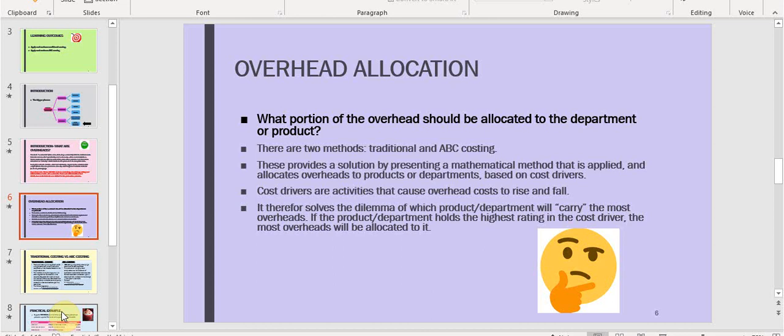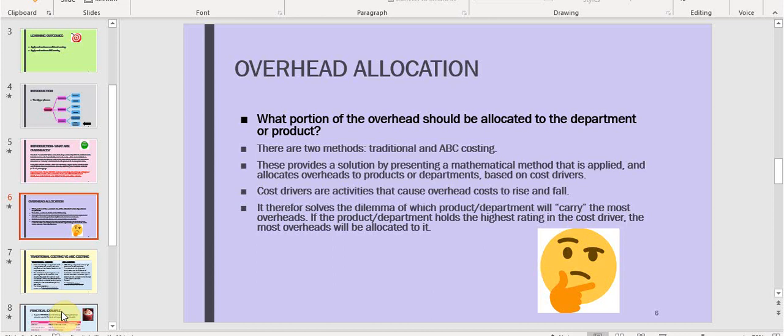This also similarly happens if you have a water and electricity account. The water and electricity account is received for the property as a whole. The municipality will not indicate to you that this department used so much water and this department used so much electricity. Because this happens and you receive an overhead account as a whole, it is a breeding ground for conflict among managers.